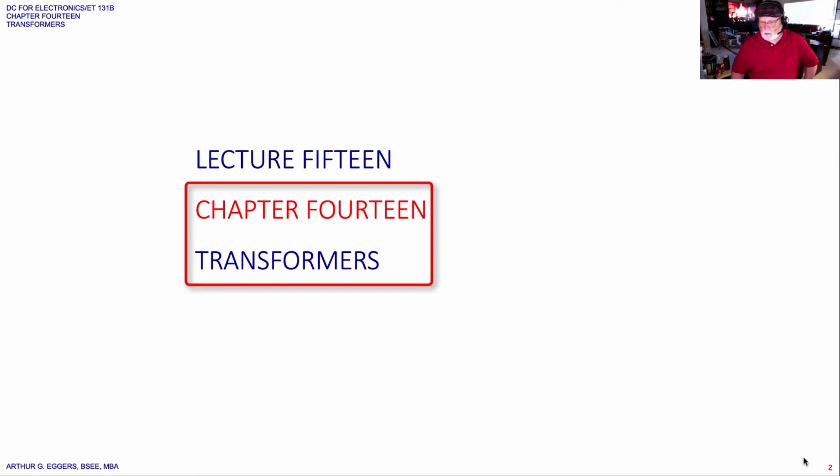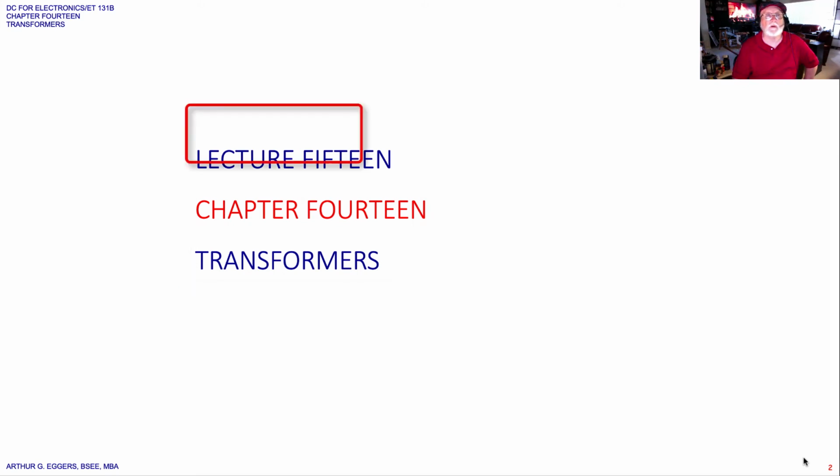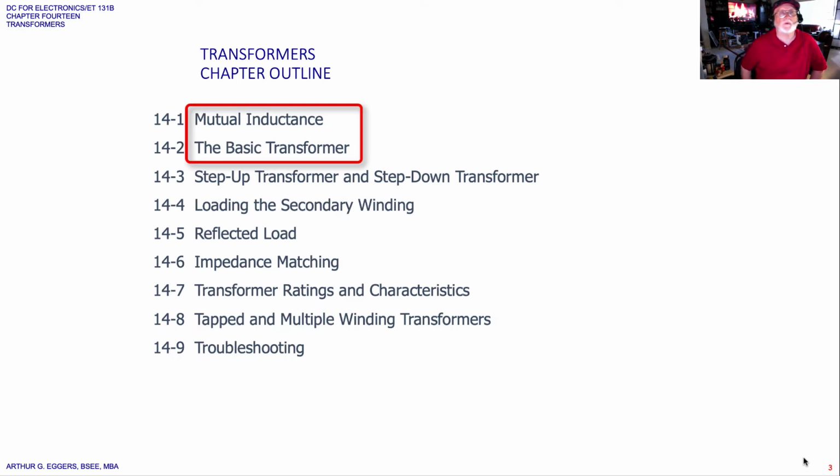Chapter 14, Transformers. As we go through transformers, you're going to see that what we're going to build on is what we learned in the previous chapter on inductors. Inductors and transformers have lots in common because they are actually coils. In this case, we have two coils that interact with each other with something called mutual inductance.